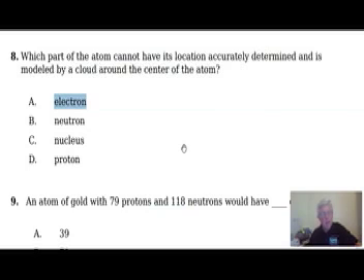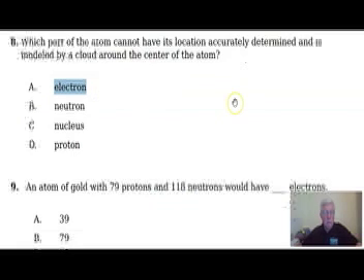If we could somehow freeze an electron, we know there'd be two that are really close to the nucleus of the atom, and we know the rest would be spread out in these orbits around it. But they don't sit there. They're moving all the time. But we call that an electron cloud. Okay, so the answer to 8A is electron.